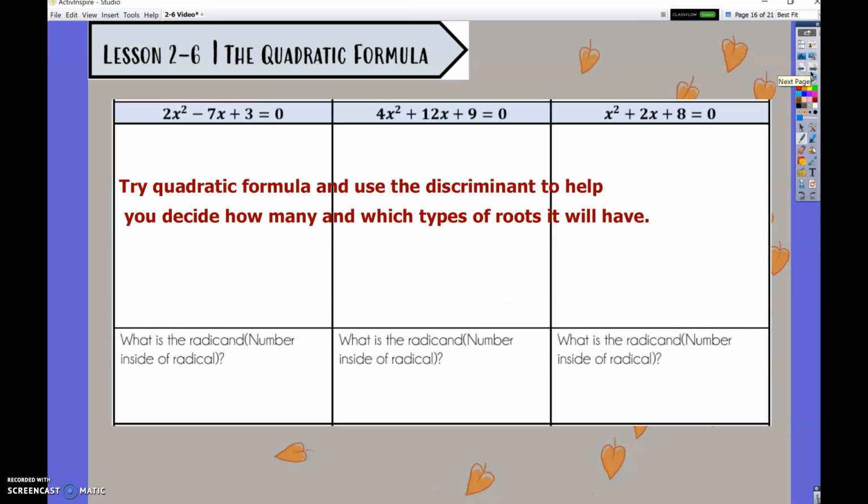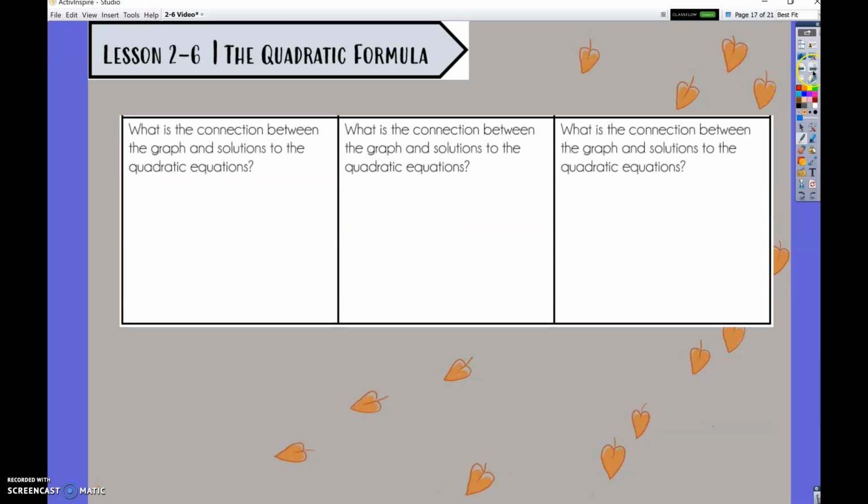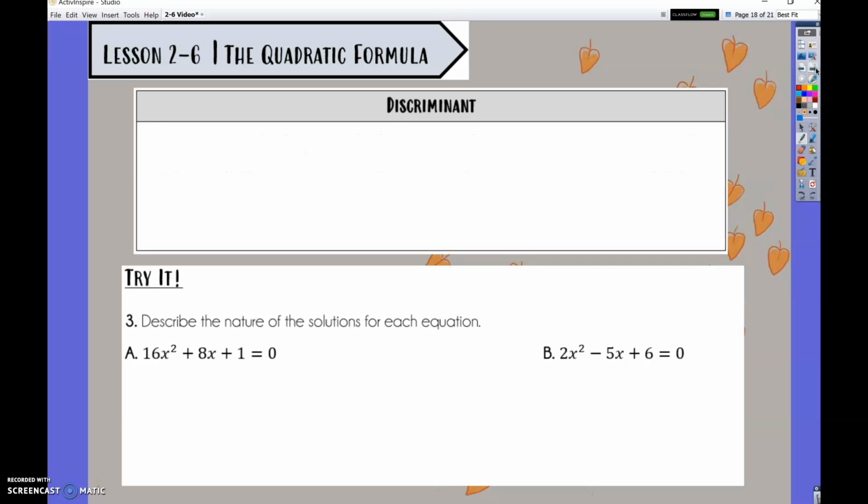Basically, you're going to try that quadratic formula and use your discriminant to decide what kind of zeros it will have. Is your discriminant negative and they're imaginary zeros? Is your discriminant positive and it's 2 real zeros? Or if your discriminant is 0, remember you would have 1 zero. There's that note on discriminant. We kind of talked about that already.